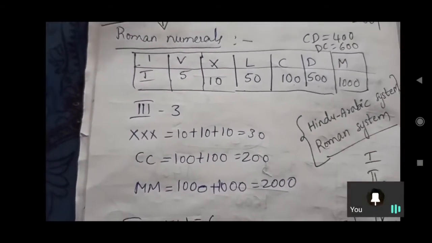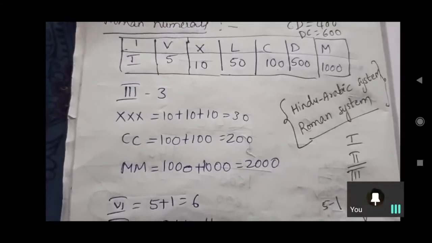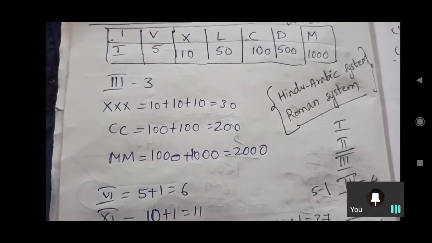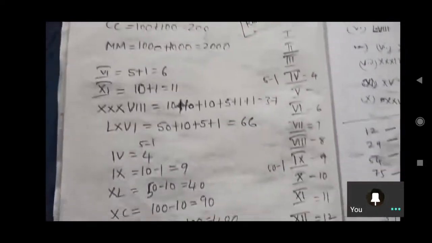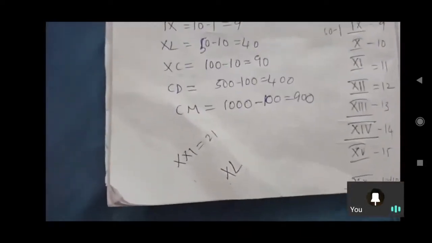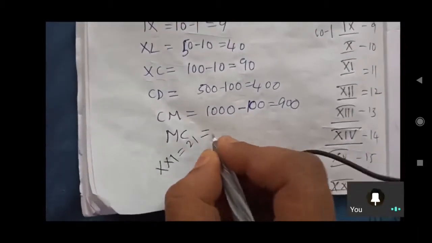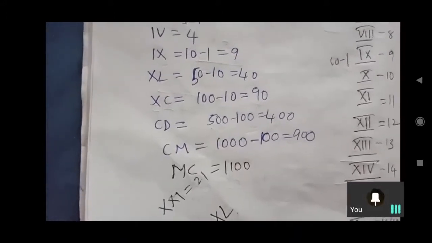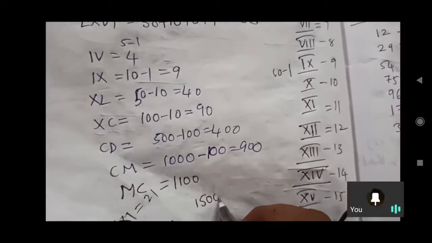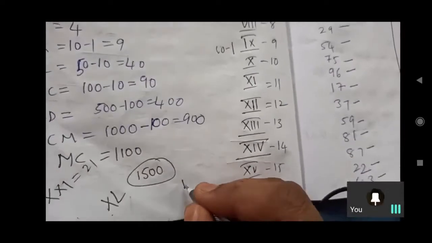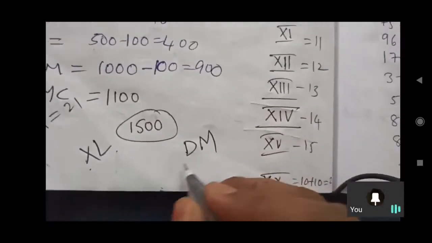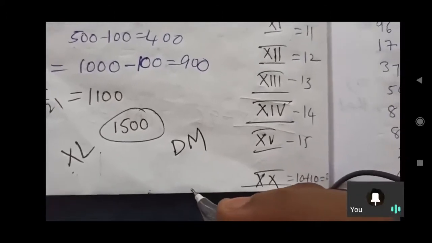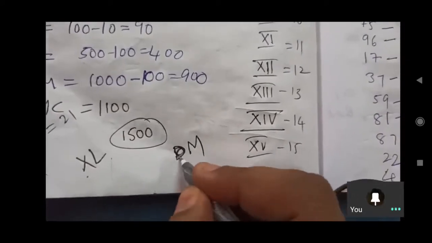M is for 1000. For 900 we have to write CM. CM is for 900 and MC is for 1100. In that manner we can write. And 1500, you say? 1500 means we can write like this. MD.